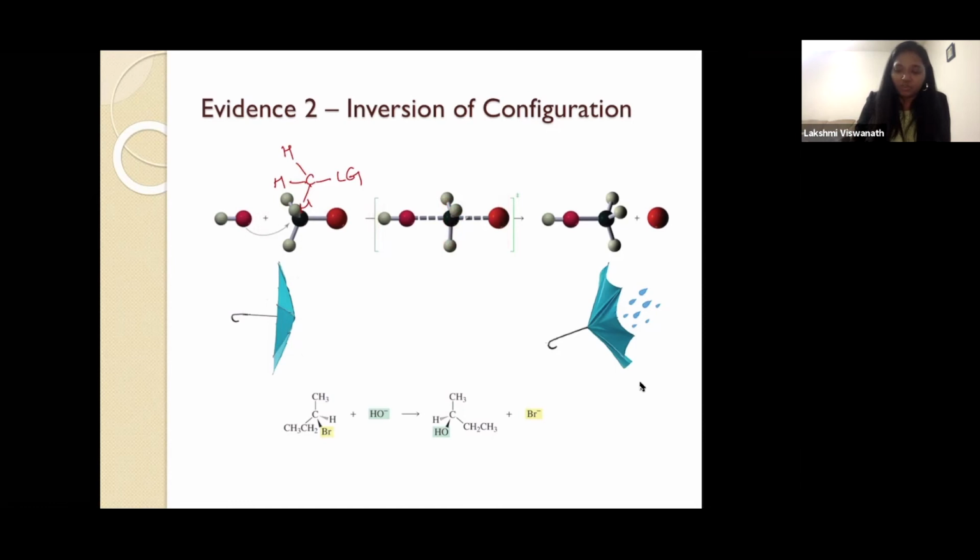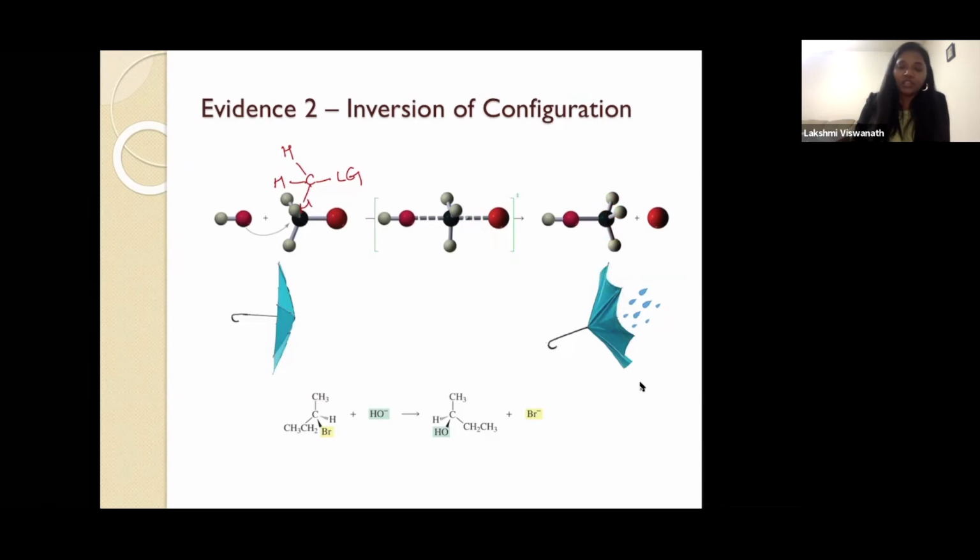One of the bonds needs to break, and obviously it is going to be this bond. And until the nucleophile establishes the bond with the carbon, the CH bonds will keep moving to the opposite side, trying to look more like a flipped umbrella.